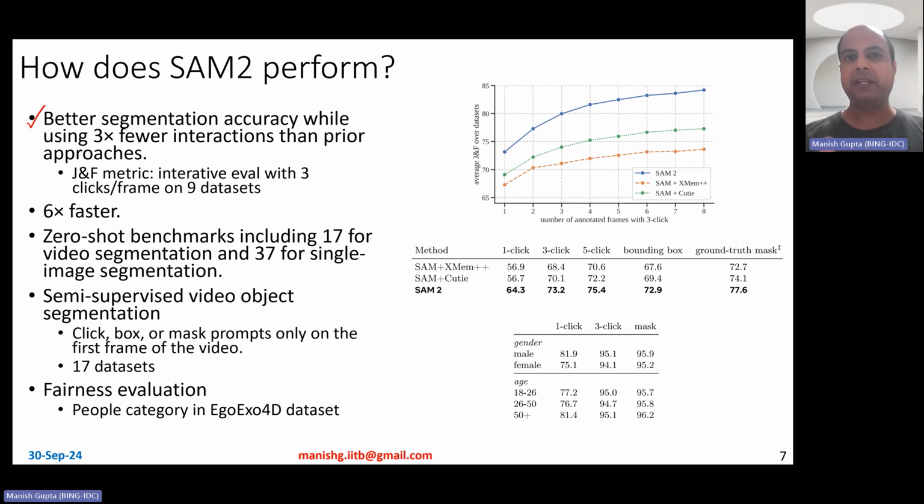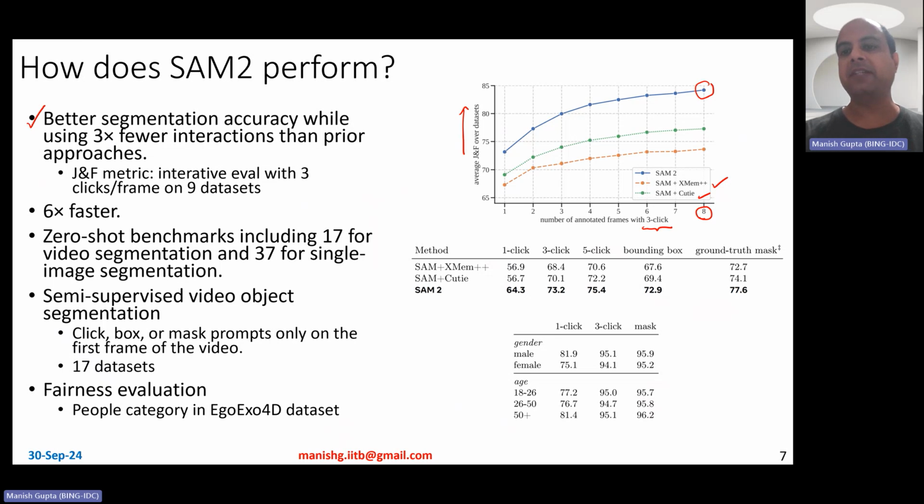Okay, this video object segmentation does involve human interactions, and there are 2 other methods, XMem++ and Cutie, which they compare with. What they did was, on 9 different datasets, they tried to do interactive evaluation with a maximum of 3 clicks per frame. They found that if you allow all 8 frames to have user interaction, then you get a very good score. They compute what is called the J and F metric, and you get about 85% on that metric if you allow human prompting on all 8 frames with 3-click prompting. Only clicks, no masks or bounding boxes.